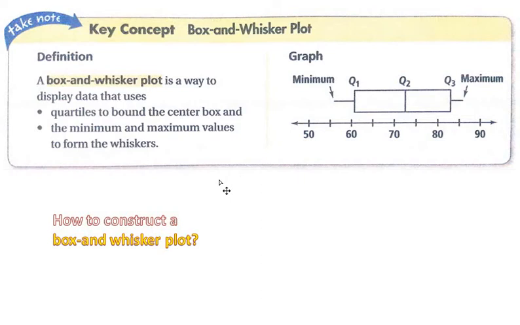How can we construct a Box and Whisker Plot? Let's learn now. We will study how to construct a Box and Whisker Plot for two cases: when you have a set of an odd number of values and when you have a set of an even number of values. This set here contains 11 numbers and this is an odd number.